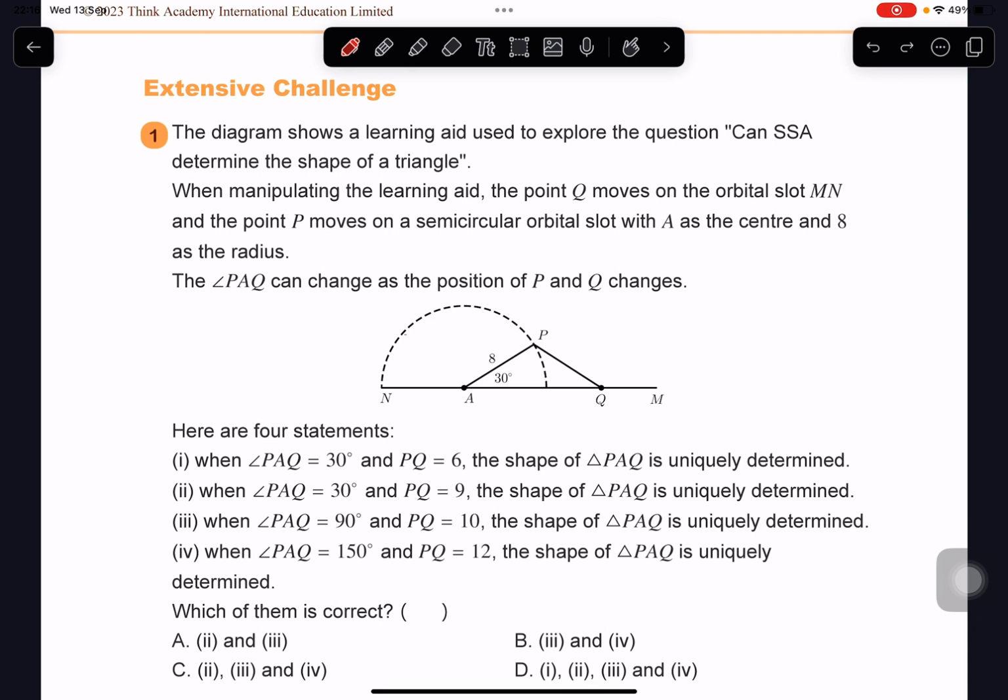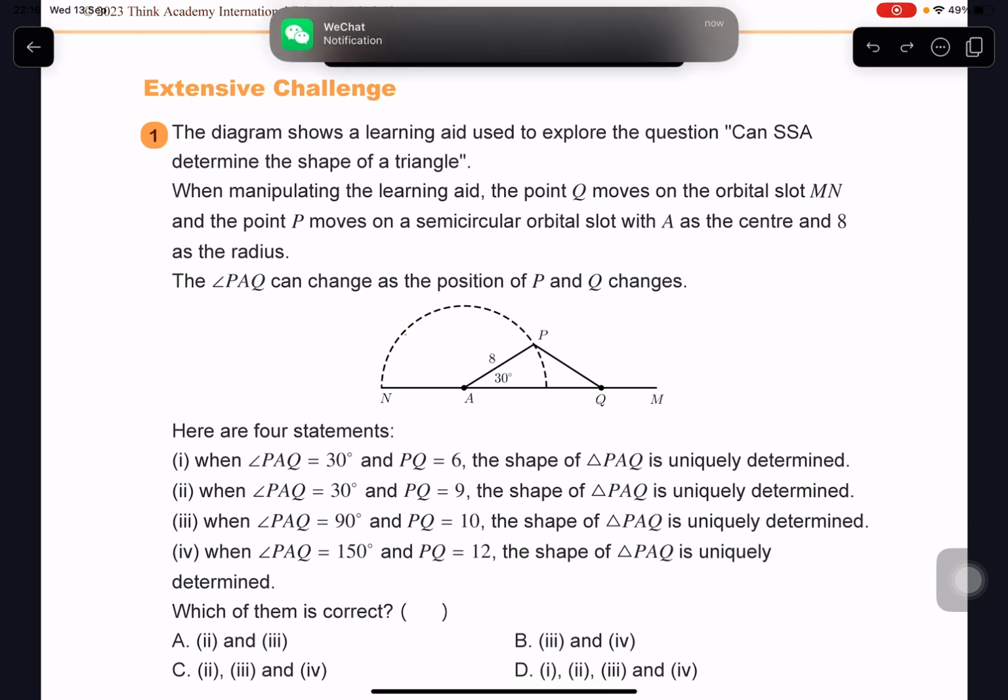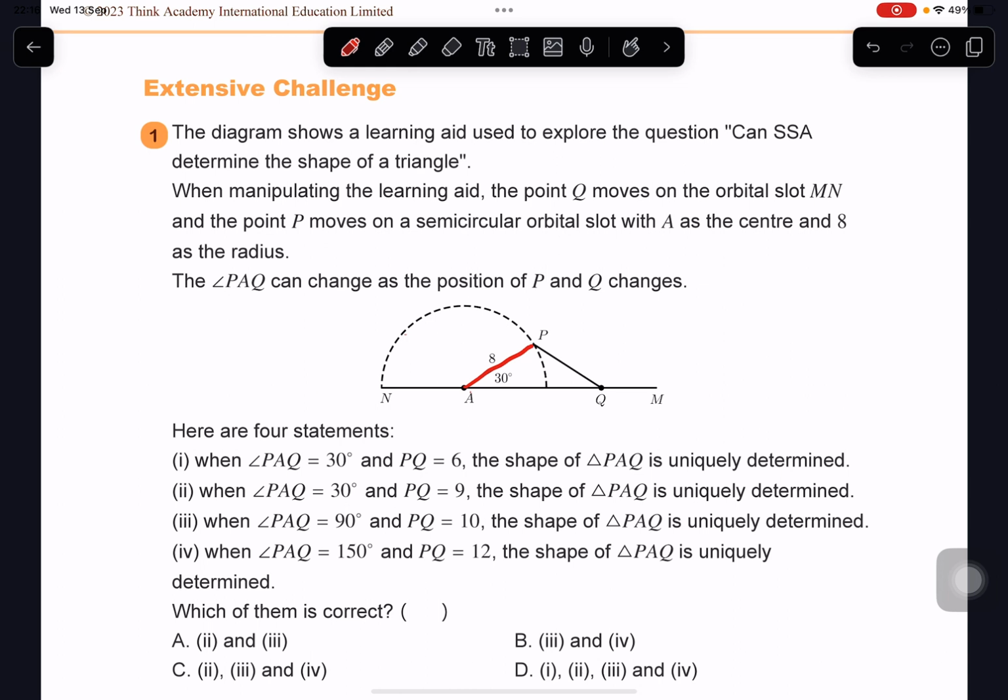It says when PAQ is 30 degrees and PQ equals 6, the shape is uniquely determined. So how do we find that out? If this is 8 and the remaining side is 6, it means that it can go there and it can go there, right? So there are two ways we can do it. If you try to draw a smaller circle right there, you can see that it's going to touch AM at 2 points, or MN at 2 points. So it means that the first one is not unique.